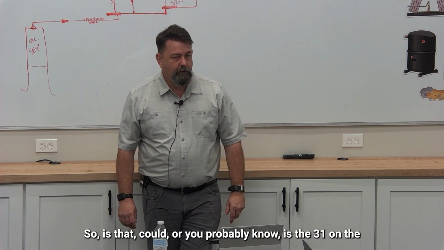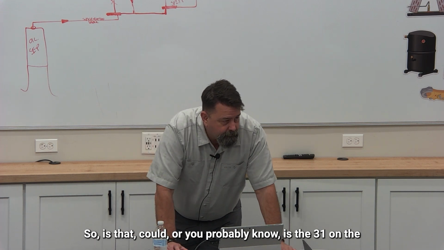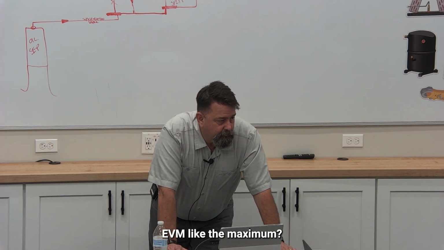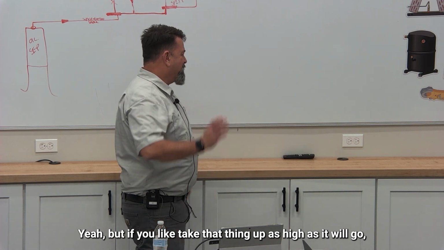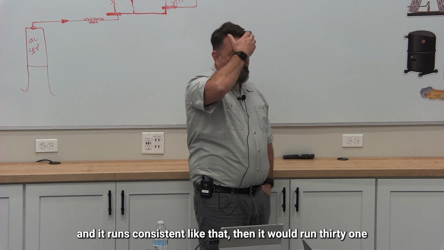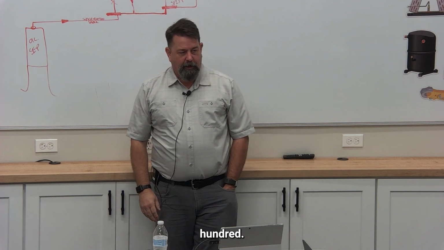So on my 6, is the 31 on the EBM the maximum that it puts out? Correct. Yeah, it's not going to run 30. If you slap your amp meter on that guy and start doing some math, you're going to be like, well, she's only pulling 2. Yeah, but if you take it as high as it'll go and it runs consistent, that's exactly right. It would run 31.